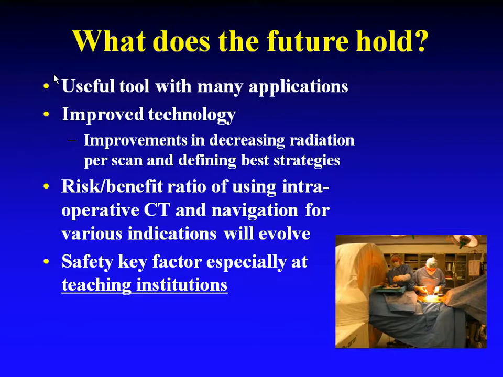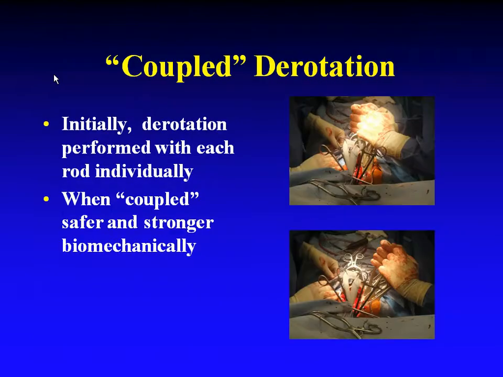So what does the future hold? I think 20 years from now, 30 years from now, we're going to be using image-guided surgery much, much more than we do now. There's a cost-to-benefit ratio, a risk-to-benefit ratio, certainly. And we have to remember the amount of radiation, especially that these young children get. Is the benefit outweighed by the cost or the risk?